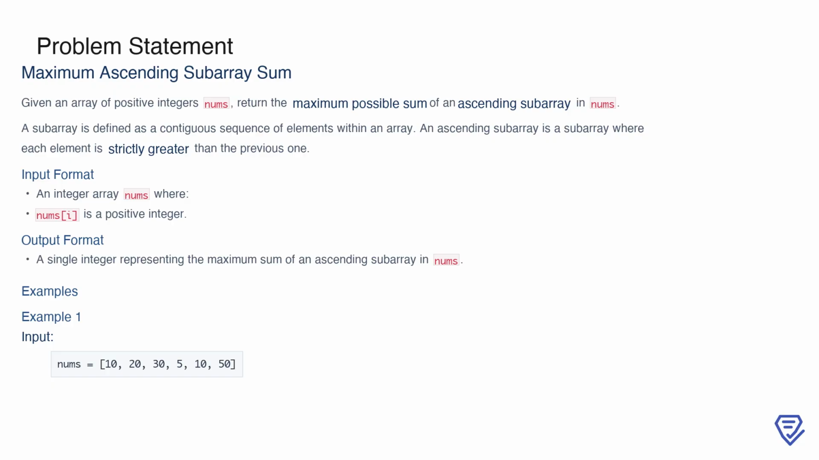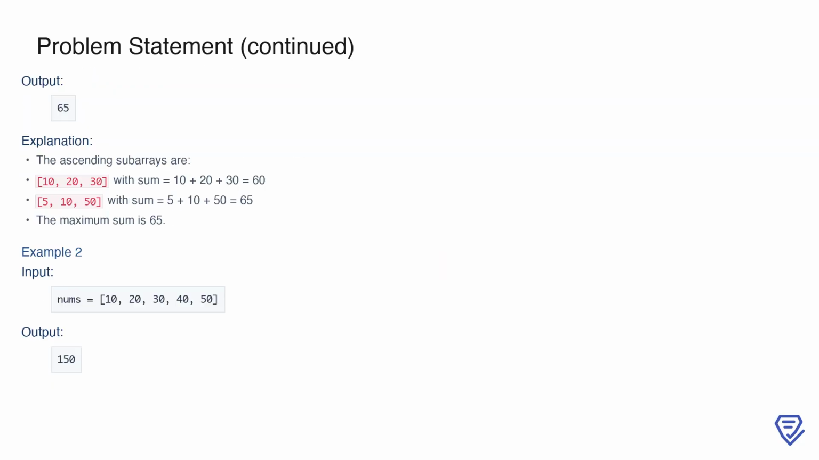The input will be an array of positive integers, and the output will be a single integer representing this maximum sum. Let's look at the first example. For the input nums equals 10, 20, 30, 5, 10, 50, the ascending subarrays are 10, 20, 30, and 5, 10, 50. The sum of 10, 20, 30 is 60, while the sum of 5, 10, 50 is 65. Among these, the maximum sum is 65, so the output for this example is 65. In this case, identifying the ascending subarrays and comparing their sums allows us to determine the result.